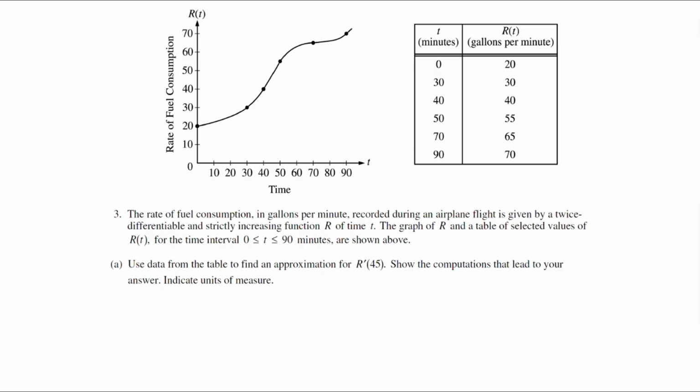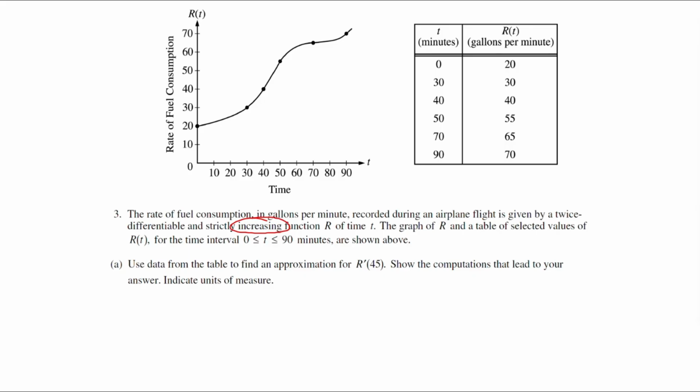All right, this is question number 3 from the 2003 AP Calculus AB exam. This is a rate FRQ, where we're given a rate of fuel consumption in gallons per minute for an airplane. It's twice differentiable and strictly increasing. And we have a graph of R and a table of selected values of R on the interval 0 to 90. We want to approximate R prime of 45 using the table.